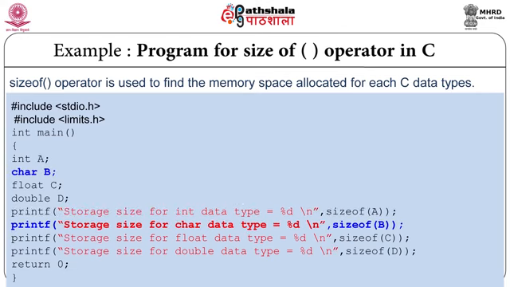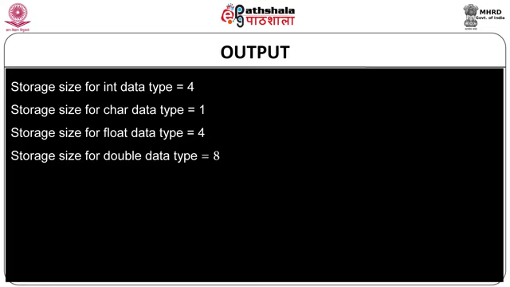The second data type is character and its size will be displayed. The third data type is float declared with variable c, that will be displayed, and the fourth data type is double declared with variable d. Now, here you can see the result or output of the program. You can see the storage size of integer data is 4 bytes, the storage size of character data is 1 byte, the storage size of float data is 4 bytes, and the storage size of double data type is 8 bytes. So, here you can see the size of integer, character, float and double.